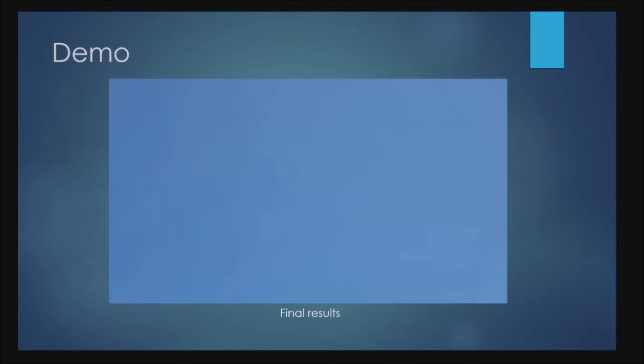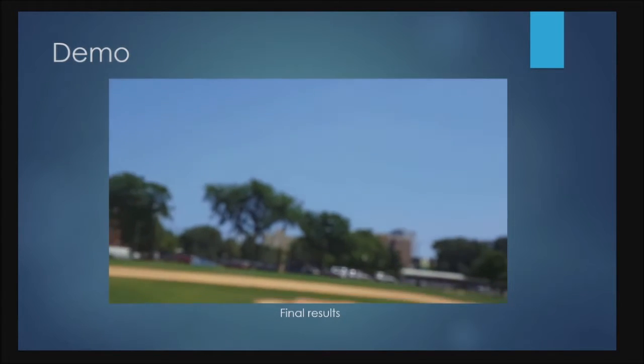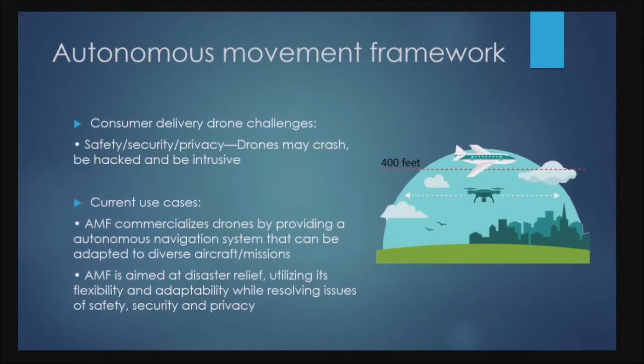So basically the idea is that we can launch multiple drones using the one antenna and make this solution economically feasible. So, about the autonomous movement framework. Yeah, there are many challenges when it comes to making use of these drones. First of all, there are many regulations that don't allow the flying of drones in public areas. Main reasons are because they might crash, they can be hacked, or they can be intrusive.